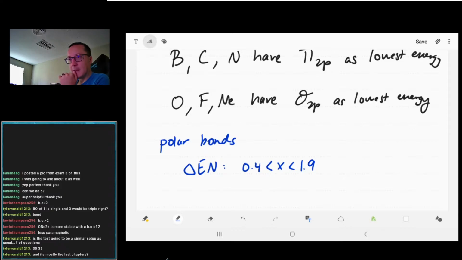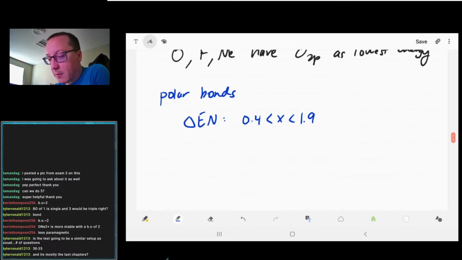Okay, so this polarity stuff would definitely fall under chapter 11, where I taught it. So if we're looking to see if a bond is going to be polar or not, we're looking for a difference of electronegativity somewhere within this range. Generally towards this end, we have something like C-H, which we are not going to consider polar.